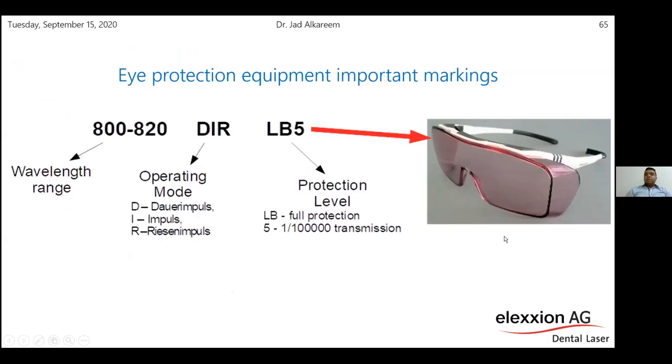The three most important markings are: first, the wavelengths; second, the operating mode, meaning which kind of operating mode you can use these glasses for. Is it continuous or pulsed or both? Then you have the protection level, which will tell you if the protection filter is on the whole glasses or only on certain parts, and how long the filter is going to last. That's why I was saying it is better to change your glasses every 6 months or every 1 year maximum.